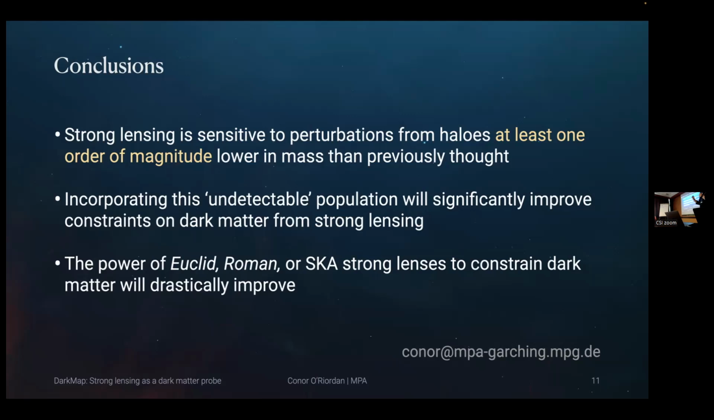And it's the low mass halos in this exact mass range which are the most interesting in terms of the dark matter model. So in Euclid and eventually Roman and SKA, when we have many, many tens of thousands of strong lenses, incorporating this population effect correctly will make all of this data a much, much more powerful dark matter probe. So I'll finish there. Thanks.